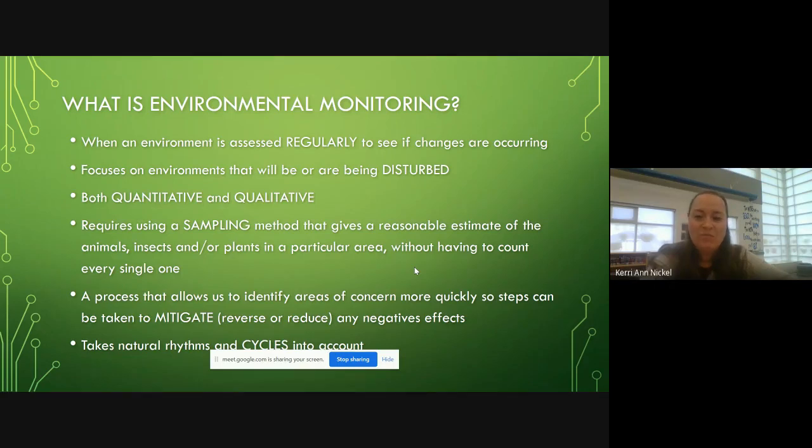So we try and monitor maybe at the same time of the year. We wouldn't want to monitor in July and then monitor in December and say that all the changes are related to a human impact of some kind. Because obviously our environment is a little bit different in December than it is in July, depending on what you're measuring. So we take natural rhythms and cycles into account, and we time our sampling to make sure that we're going to get data that we can compare.